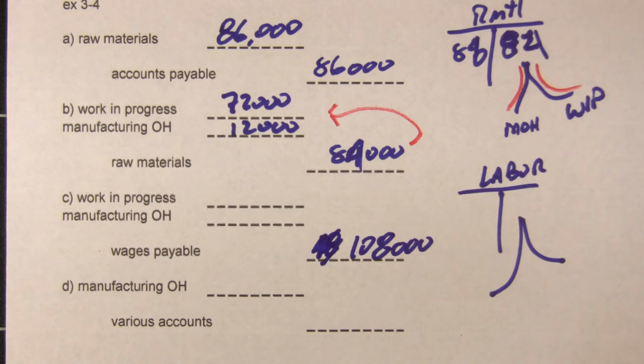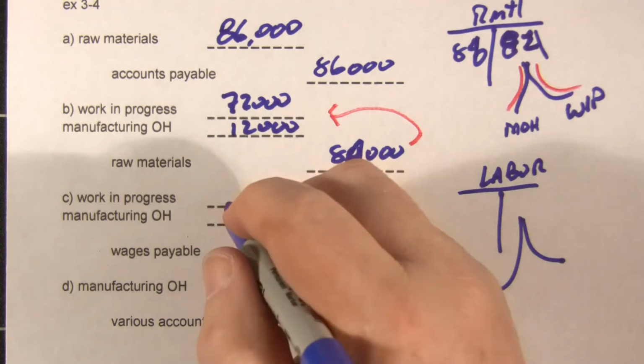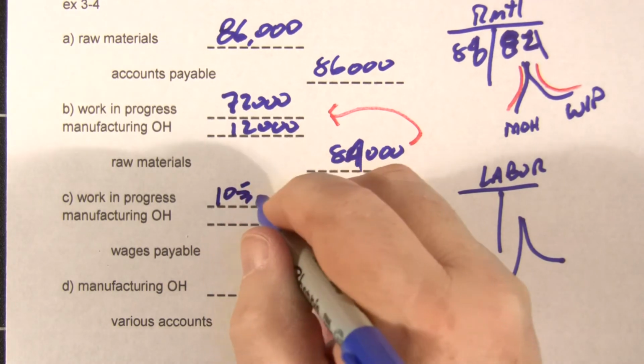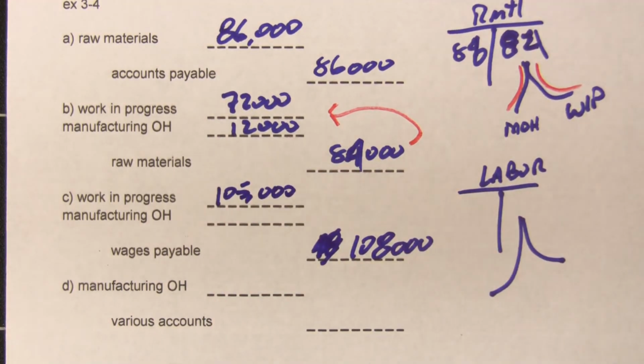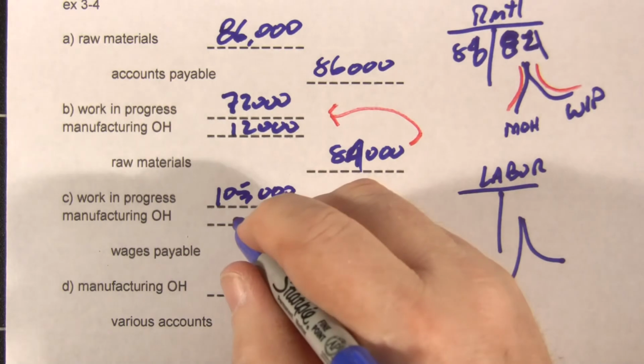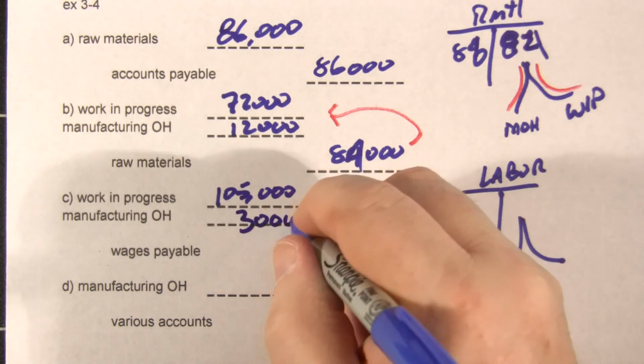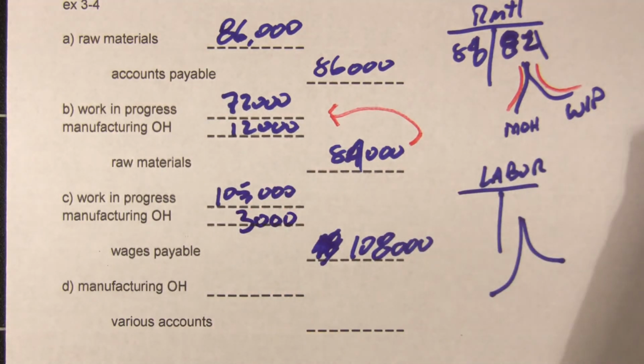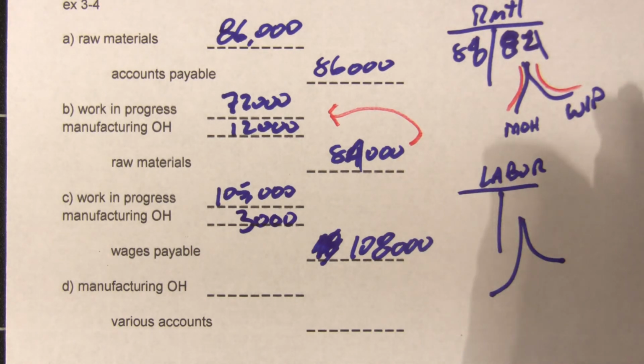They tell us 105 of it was direct labor, so that goes to work in process. That's not an expense for us, that's an asset because we're using that to add value to our product. And the difference between 105 and 108, 3,000, is the manufacturing overhead. And then last but not least, they tell us additional manufacturing overheads were incurred.